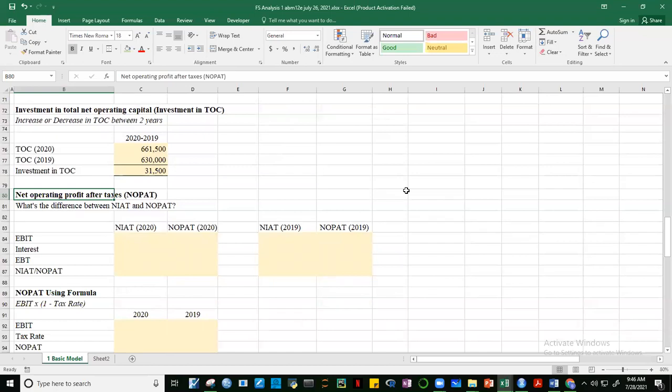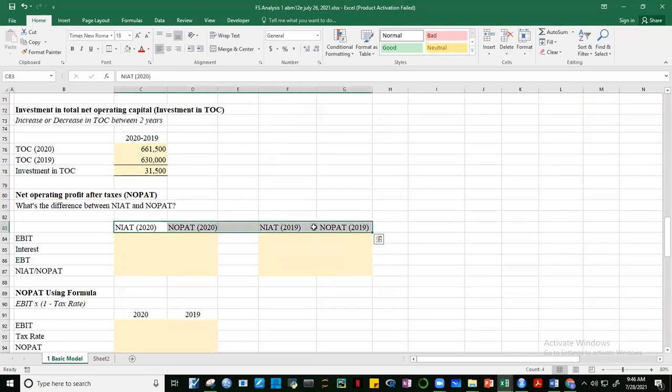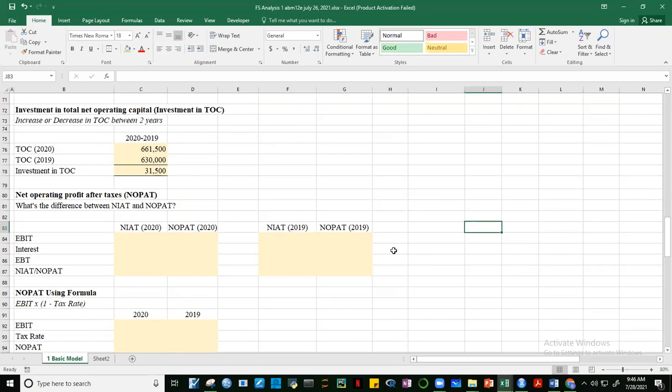Net income after tax and net operating profit after tax. Okay, so in a nutshell, ano ba yung difference nila? Ano ba yung difference sa net income after tax sa net operating profit after tax? Okay, so let's plot the difference, no? Let's start with NIAT, net income after tax. We have this actually already, no?